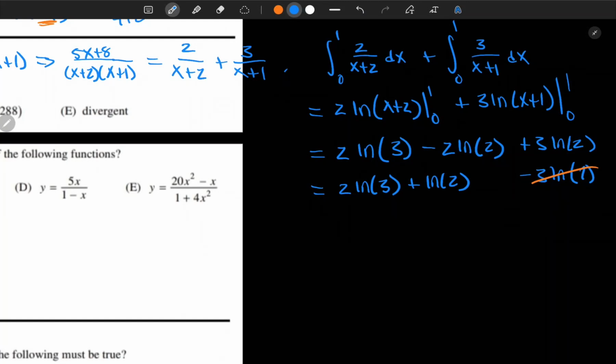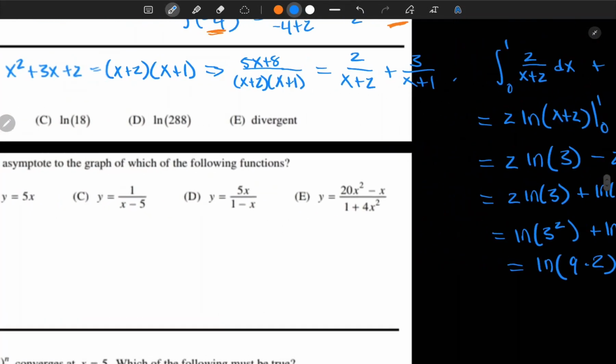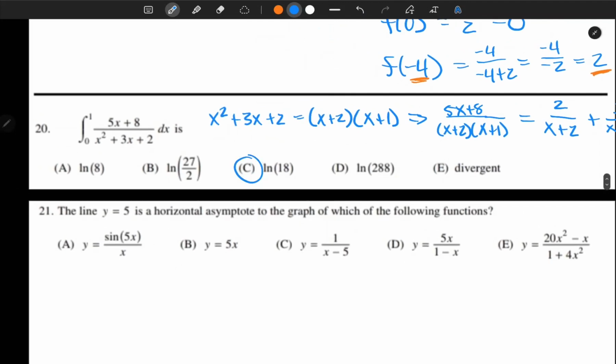But we then recall the log rules. The log rules say that when we have a coefficient, we can actually bring it into the exponent of the argument. So this is equal to the natural log of 3 squared, because we just bring the 2 up to here. And then we add the natural log of 2. But further, when we add two logarithms together, this is actually the same thing as the natural log of their arguments multiplied together. So 3 squared is 9, so I'll put 9. So it's 9 times 2, which is equal to the natural log of 18. So the answer here is C, the natural log of 18.